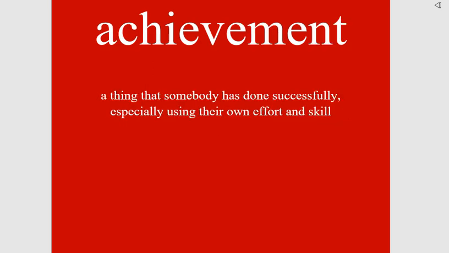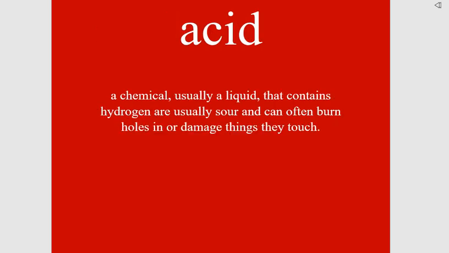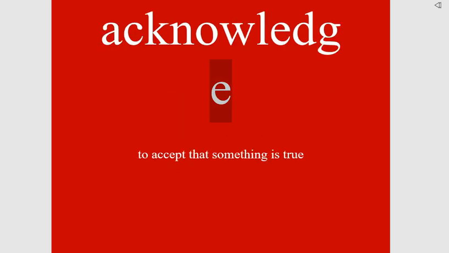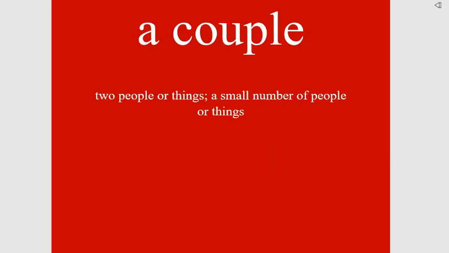Achievement. A thing that somebody has done successfully, especially using their own effort and skill. Acid. A chemical, usually a liquid, that contains hydrogen, is usually sour, and can often burn holes in or damage things they touch. Acknowledge. To accept that something is true. A couple. Two people or things, a small number of people or things.